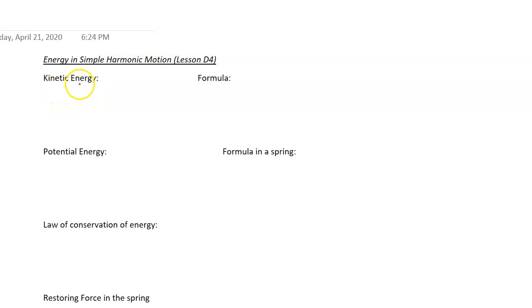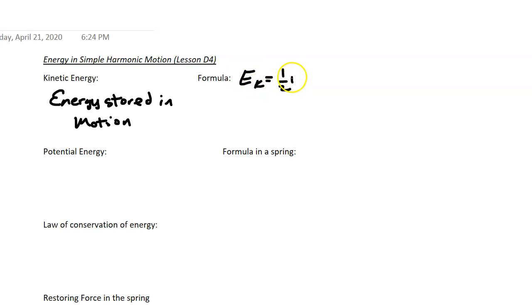If we remember, first of all, kinetic energy is just the energy stored within the motion. If an object is moving, it has energy stored within it, and that store is what we call the kinetic energy store. And that store has the equation 1/2 mv squared.